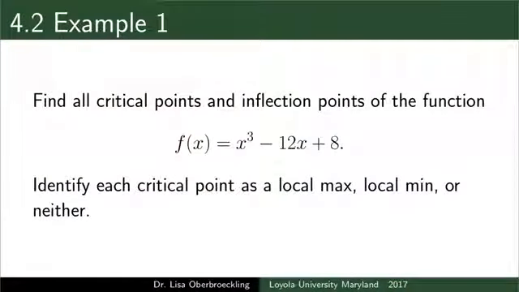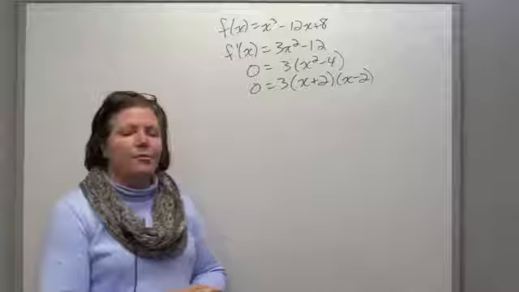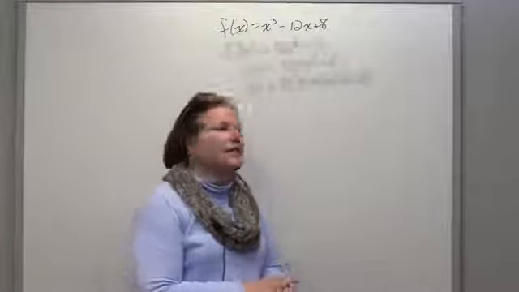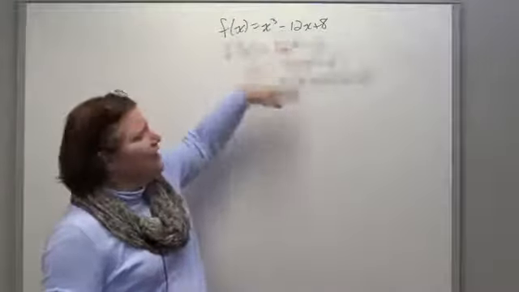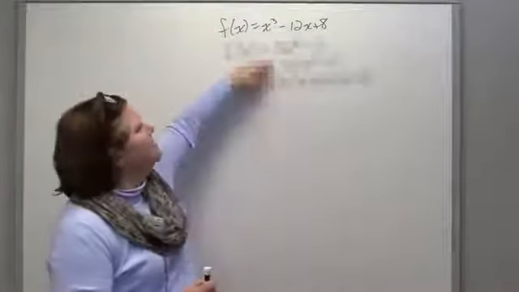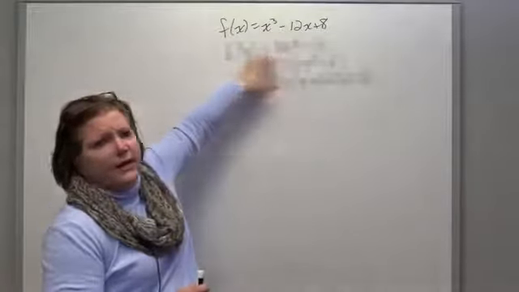In this example, we're asked a lot of different parts to this. We want to identify each critical point as a local max, local min, or neither, and we also want to be looking at inflection points and maybe even graph it. We'll probably do the graph on Desmos to see. But I've done some work already, so feel free to pause and see if you get the same thing.